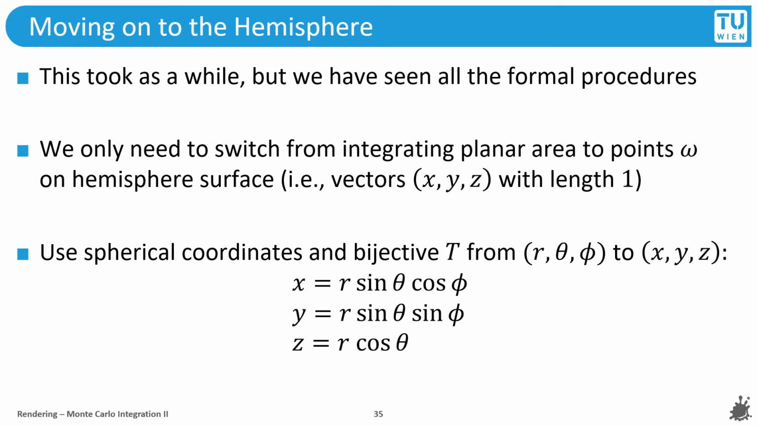The bijective transformation from r, theta and phi to x, y and z is something that we can easily find in a mathematical textbook. So we will use it to transform spherical samples into vectors. Again, we will look for a way to find a sampling strategy with geometric reasoning before looking at the formal method.